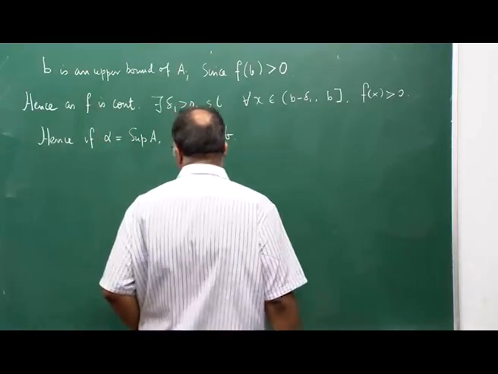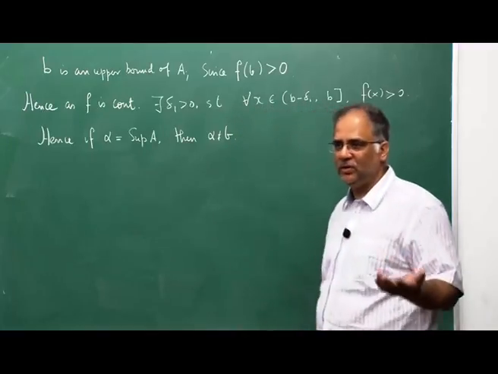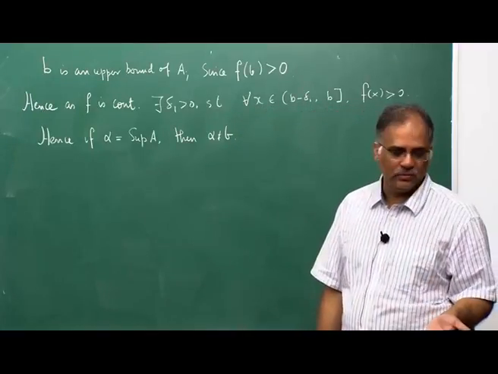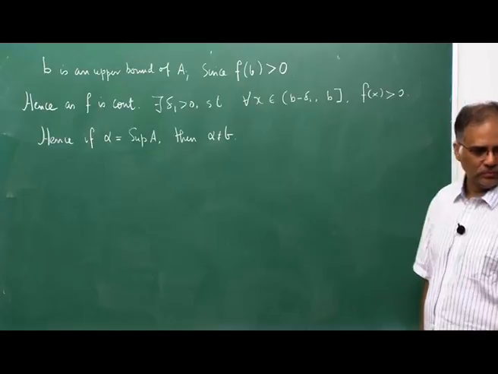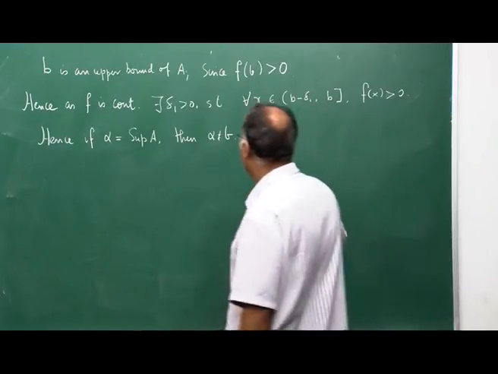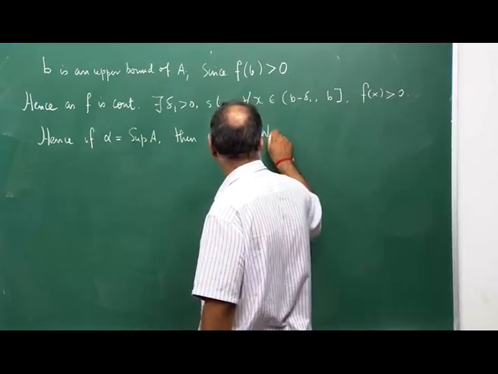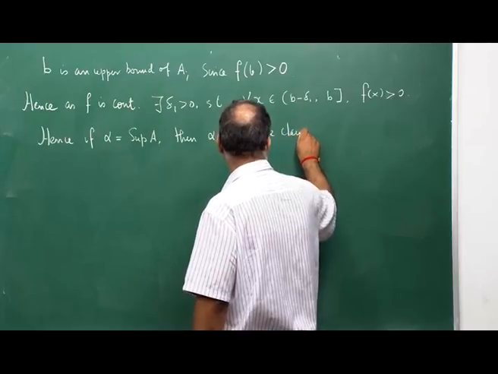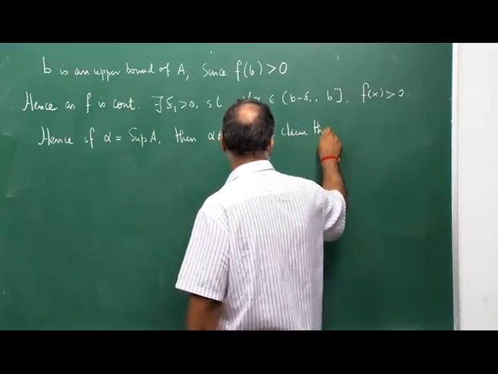Now, we do not know f of alpha. It could be strictly bigger than 0, or it could be strictly less than 0. Now we claim that f of alpha is equal to 0.